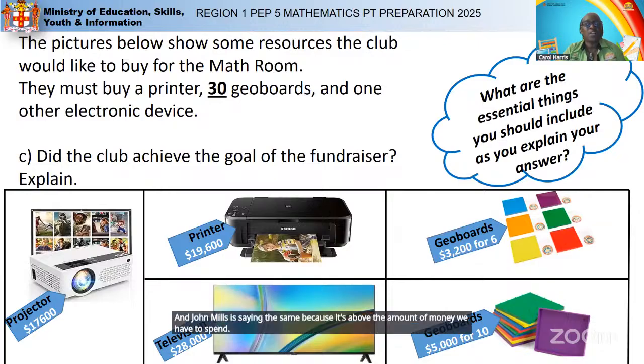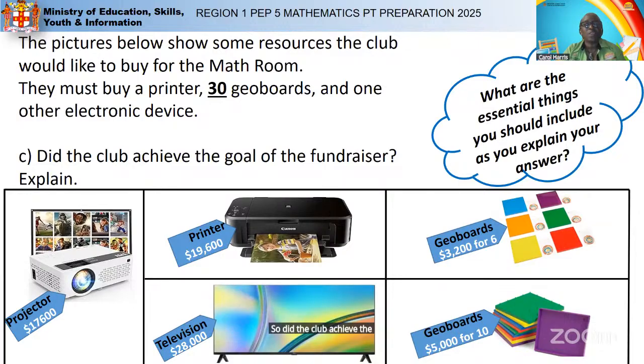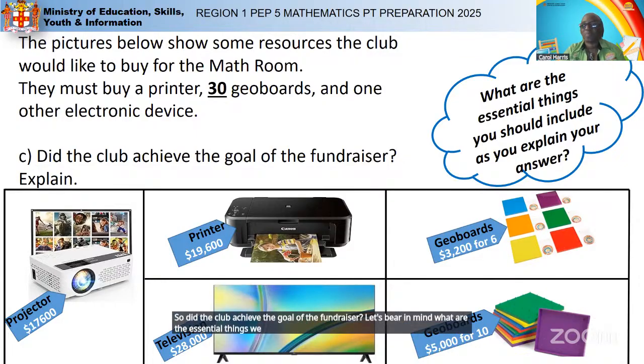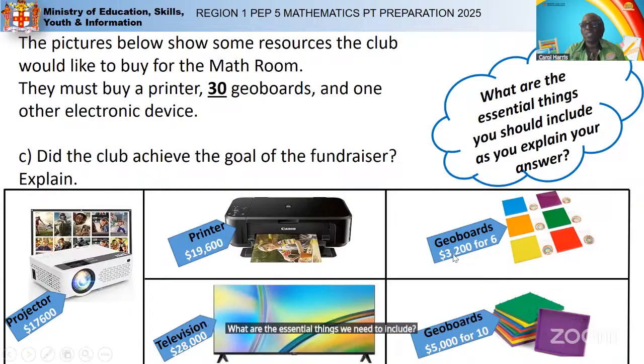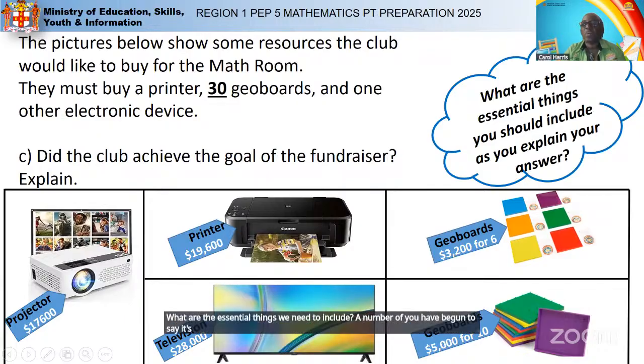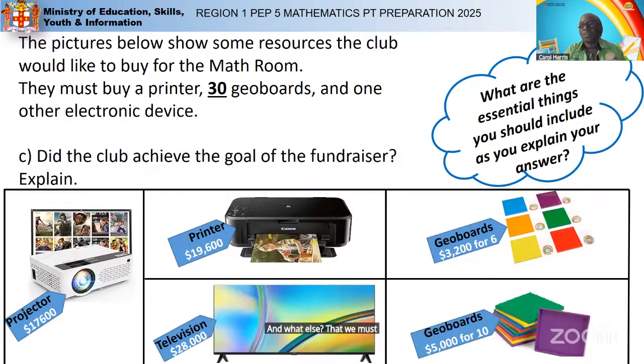So did the club achieve the goal of the fundraiser? Let's bear in mind, what are the essential things we need to include as you explain your answer? A number of you have begun to say it. It's above the amount of money we have left to spend. And what else? That we must buy certain things.